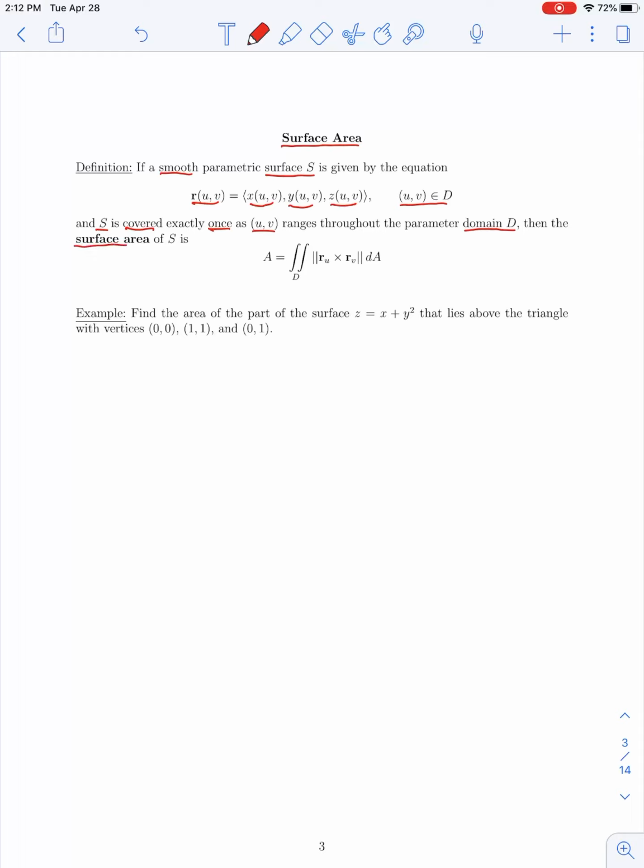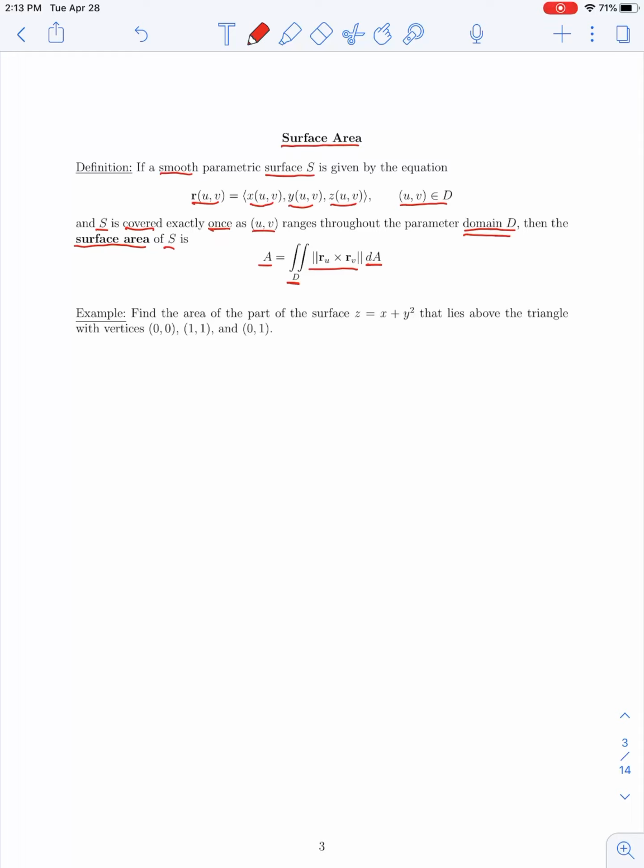Then the area of that surface S is given by, we'll call it A for area, and it's evaluated as the double integral over the parameter domain D for u and v with respect to A. And the function that we're integrating is the magnitude of the cross product of r sub u and r sub v. So that is the magnitude of the normal vector to our surface. If we integrate it over our parameter domain with respect to area, we get our surface area.